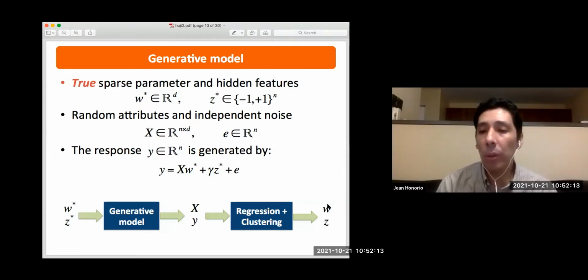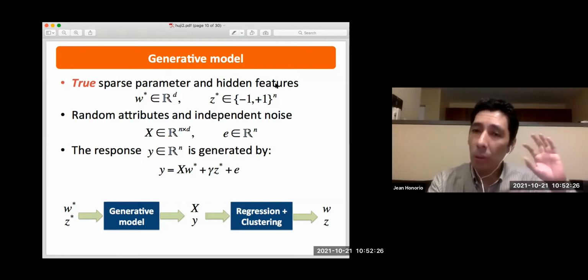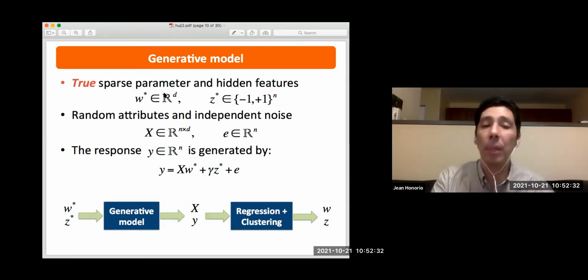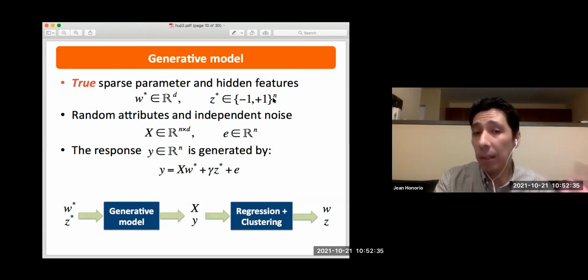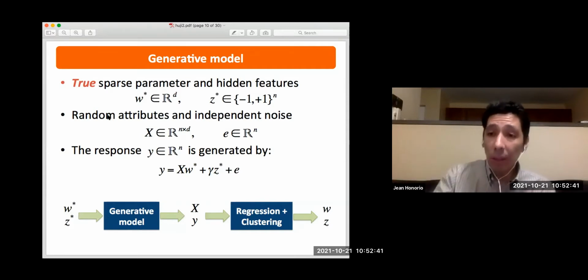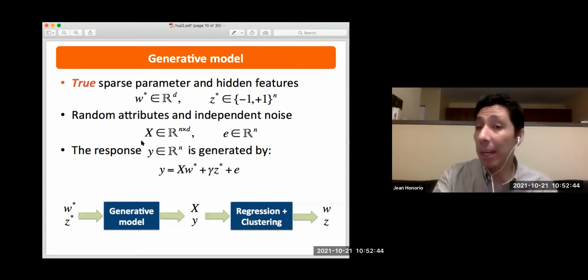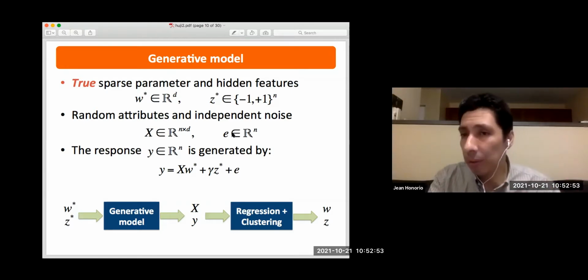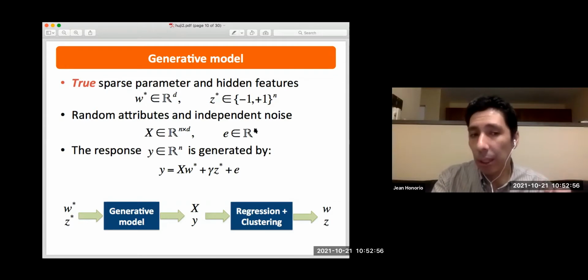So what we will do is we will assume that there is a true sparse parameter vector, W star, that is a d-dimensional vector that has a lot of zeros and few non-zeros. And we also assume that there is a true setting of the two clusters +1, -1 for all the samples. So there is a true W star that is d-dimensional. There is a true C star that is an n-dimensional +1, -1 vector. Then attributes are generated randomly. So this matrix capital X that has n samples and d features is generated randomly. And also we will generate some independent noise for each of the samples. And this is the vector E that is n-dimensional.